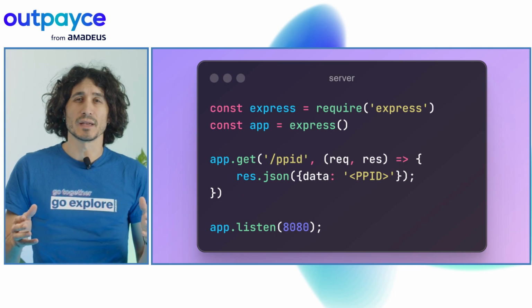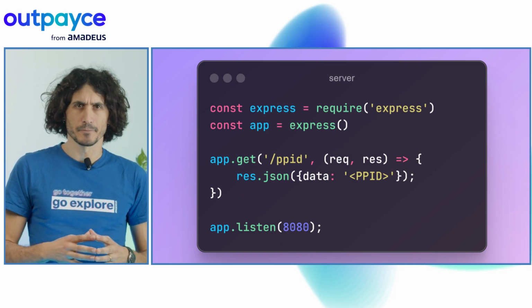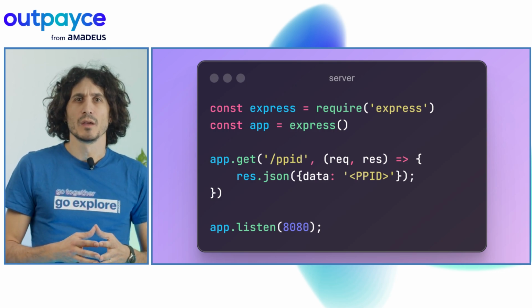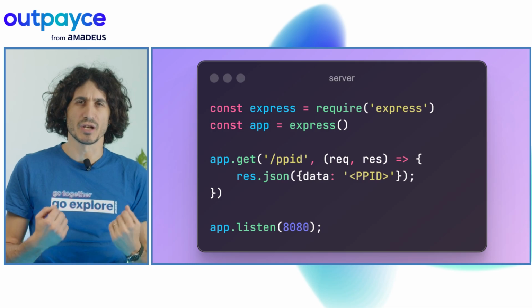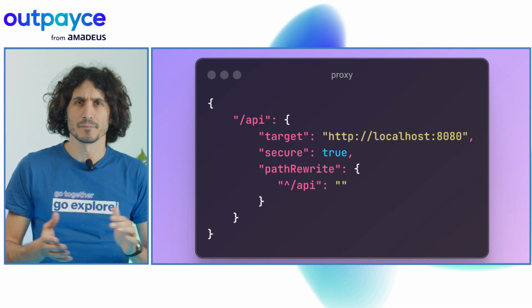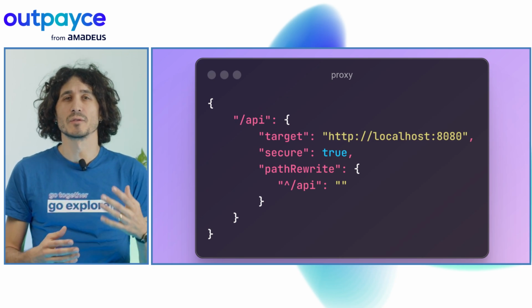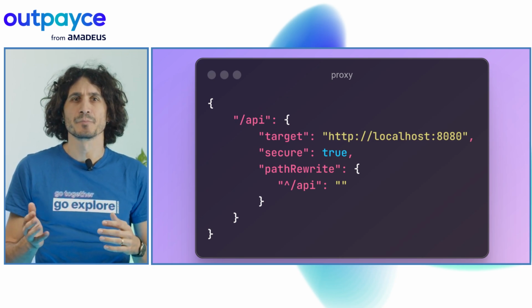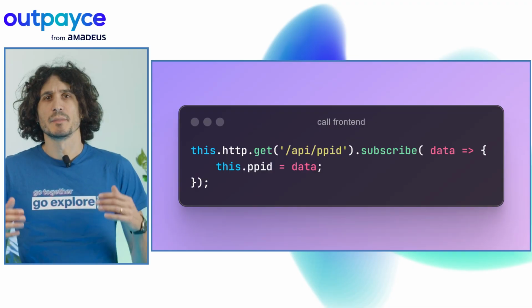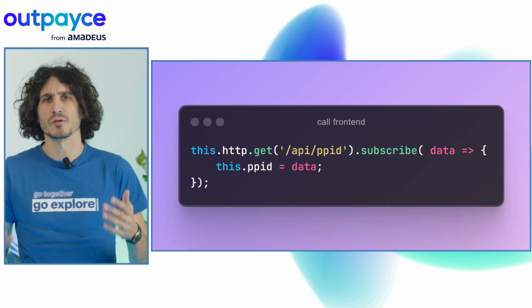This server listens on port 8080 and returns a static PPID. In a real-world application, this will be replaced with a dynamic value generated on your server by calling our Checkout API. Now, to make this server accessible from the front end, we will use a proxy to avoid cross-origin issues. Here is what the proxy configuration looks like. With this in place, any request from the front end to /api/ppid will be proxied to localhost/ppid. So, in your front-end code, you simply call the proxy like this. This makes it easy to retrieve the PPID and store it for further use in your application.